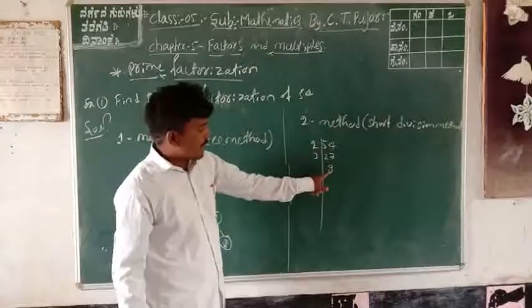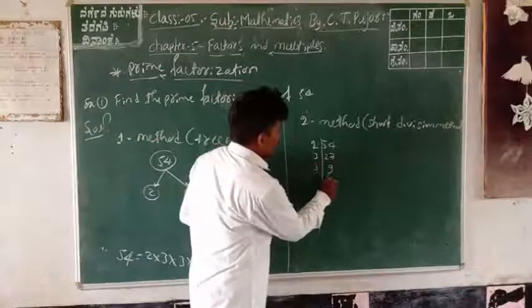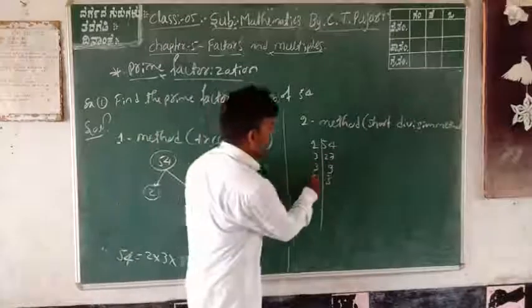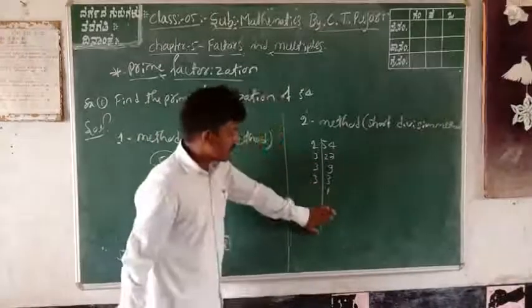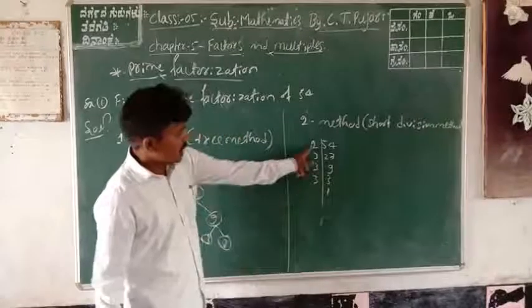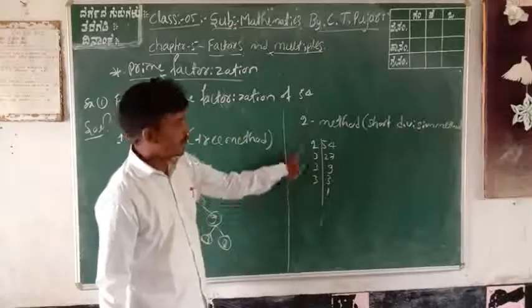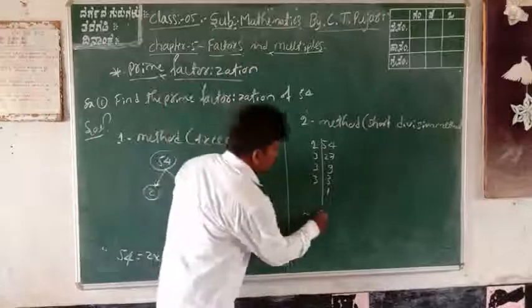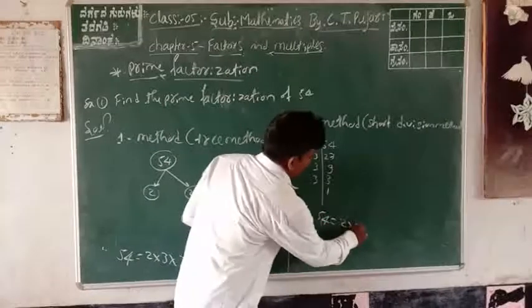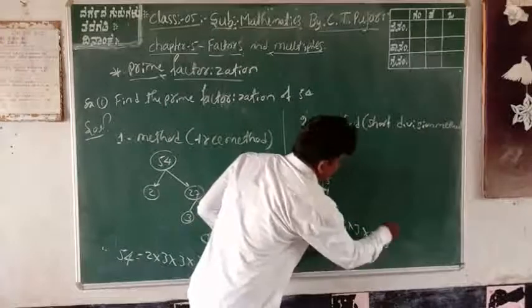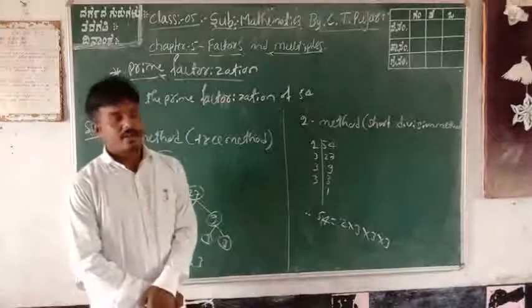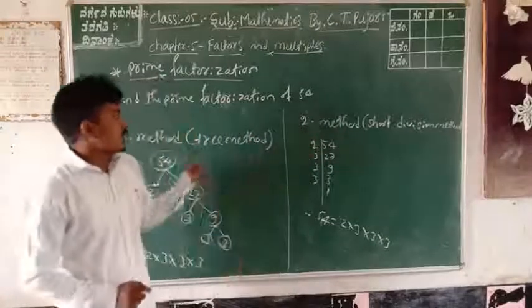Again you can take 3. 3 threes are 9. Next you can take again 3. 3 ones are 3. This example is over. Therefore, these are our prime factors. Therefore, 54 is equal to 2 into 3 into 3 into 3. This is prime factorization. These are two methods that you can solve.